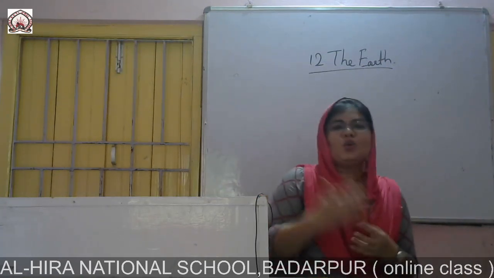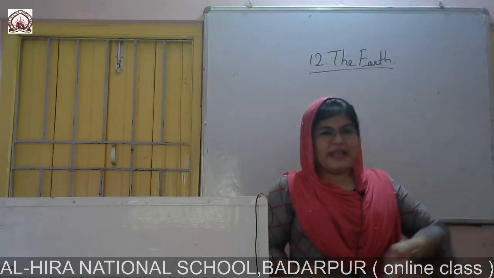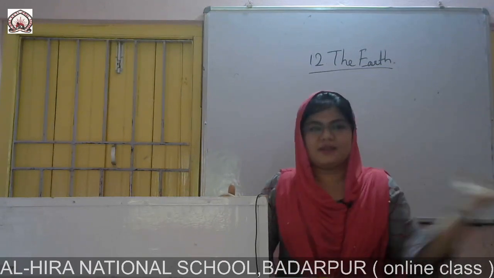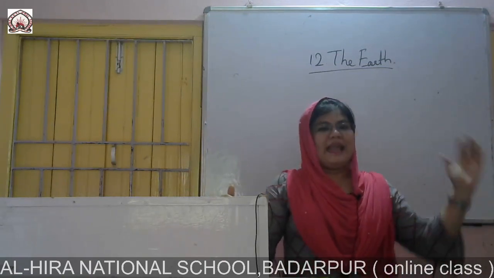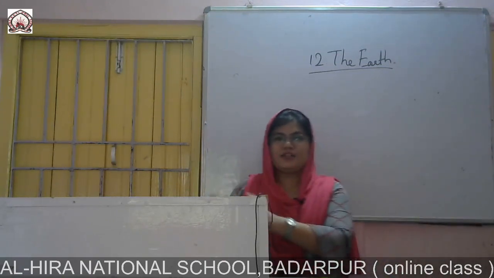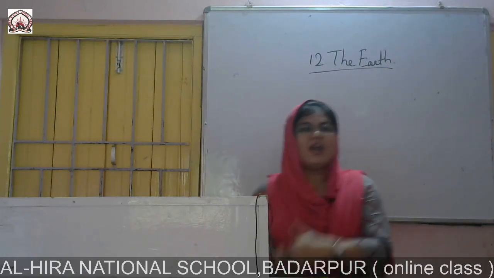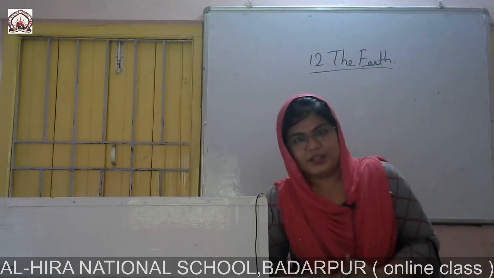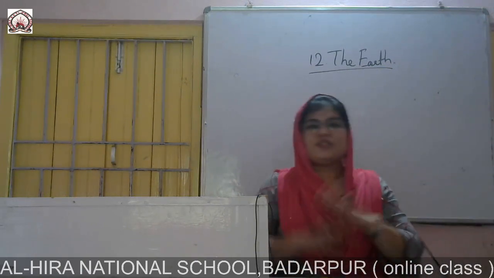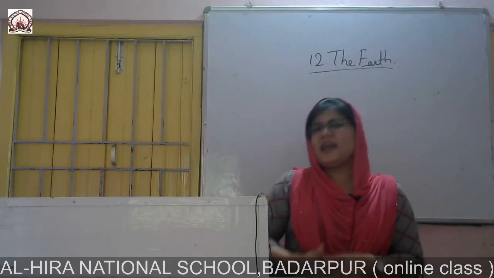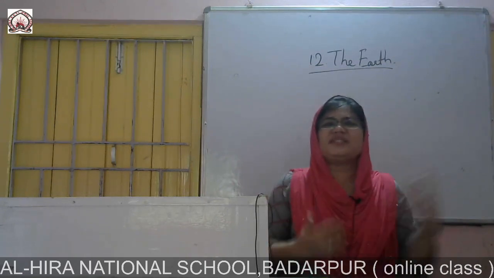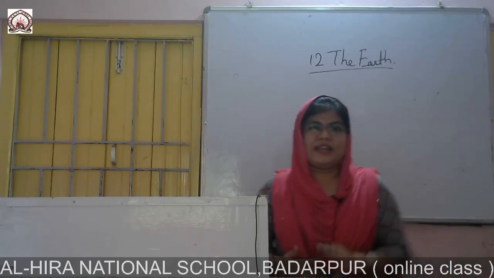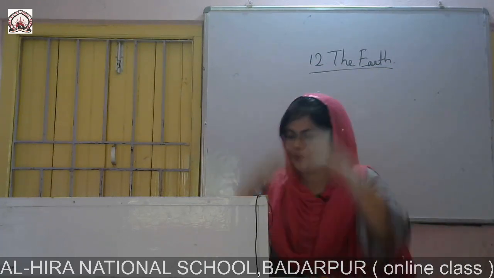Slowly earth cooled down, okay. Day by day, after 1,000 years it cooled down somewhat, and after another 1,000 years it cooled down somewhat, okay. Like that the earth was formed completely, and now living beings can live on this earth, okay. Let us see what changes happened on this earth over millions of years, okay. So let us go into the detail.